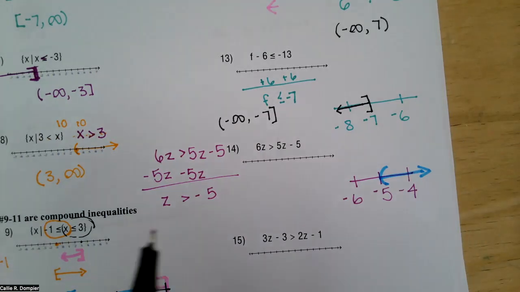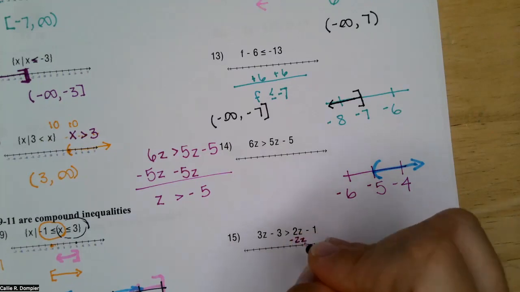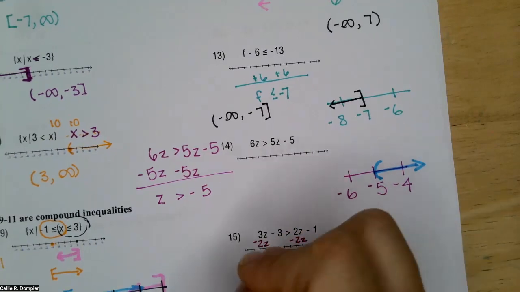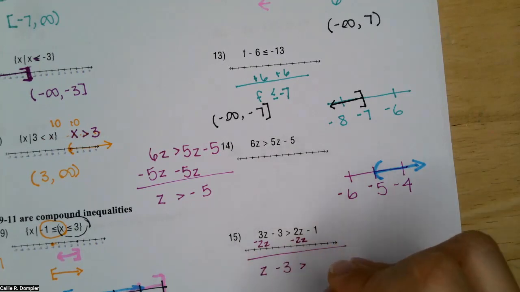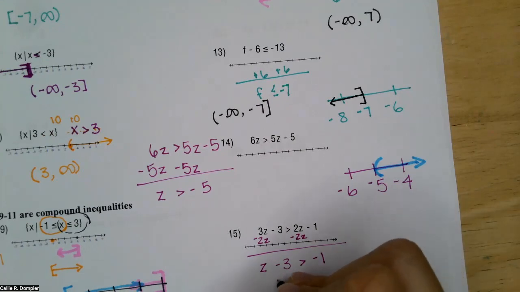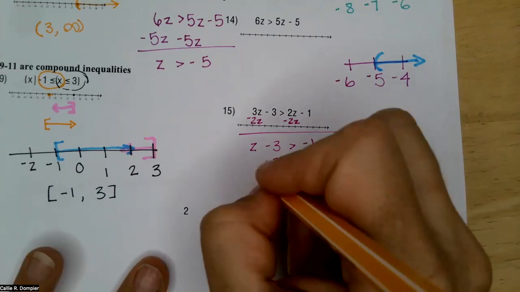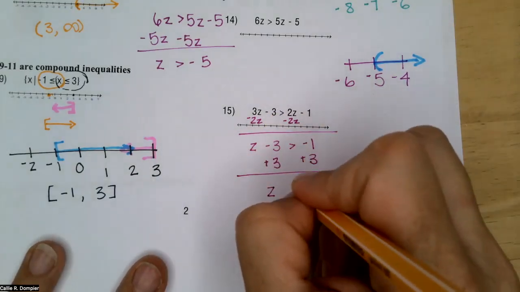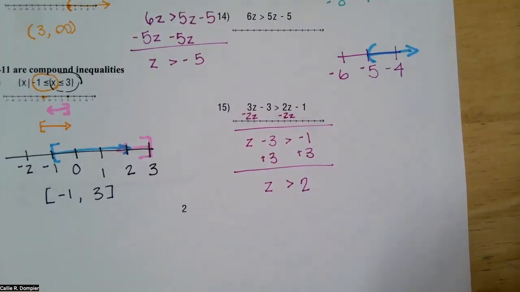3z minus 3 is greater than 2z minus 1. Subtract the 2z. Subtract the 2z. 3z minus 2z is just z minus 3 is greater than -1. Now move that -3 by adding 3. Z is greater than 2.